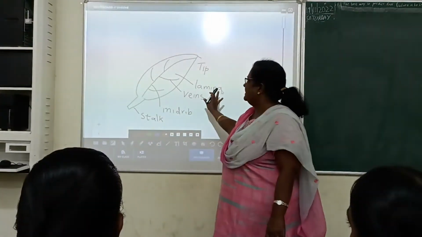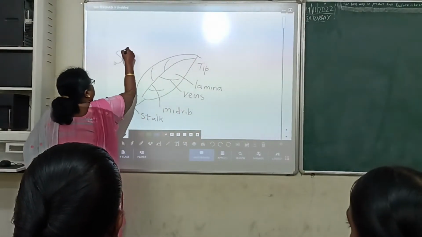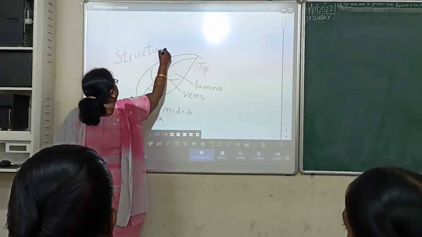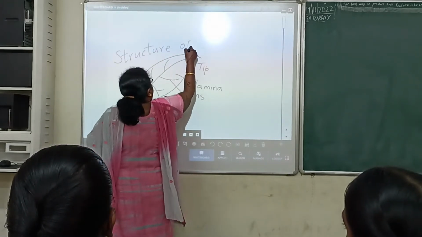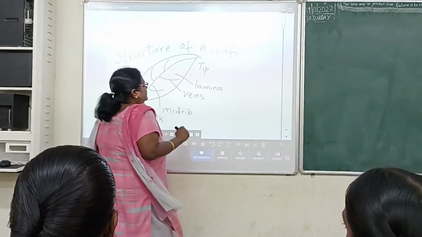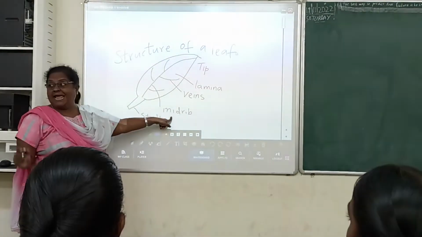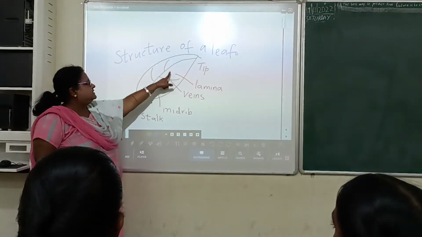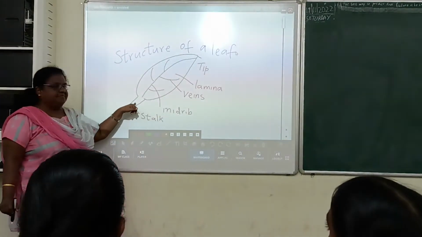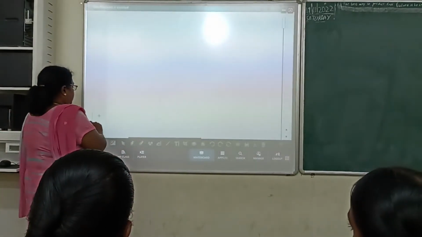Now I think this is clear. This is the structure of a leaf. So this is the tip. The center rib is called the midrib, or the main rib also we can say. And this network is called the veins. And the flat portion of the leaf is the lamina, and this is the stalk. Next we will go to the next slide.